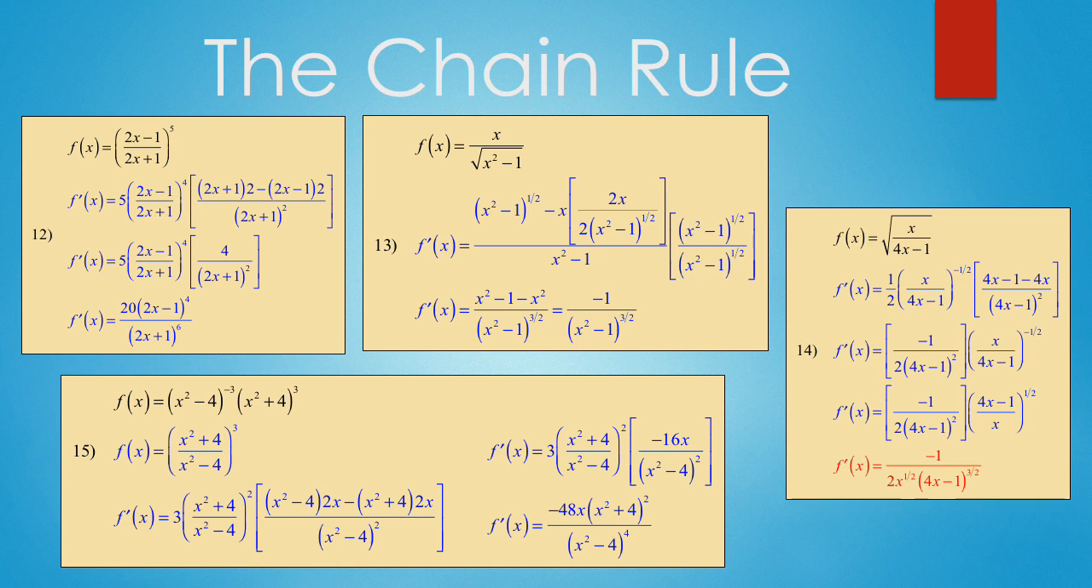So putting everything into factored form, because it's only one more step, we end up getting f prime of x is equal to negative 48x, x squared plus 4 quantity squared, over x squared minus 4 to the fourth power. Again, some algebra is needed here to get these in the form that we would like it to be.